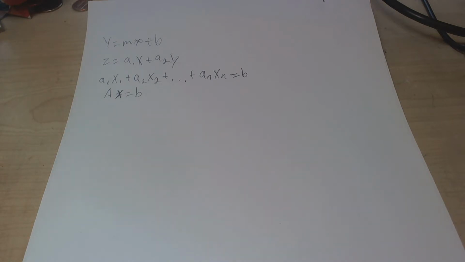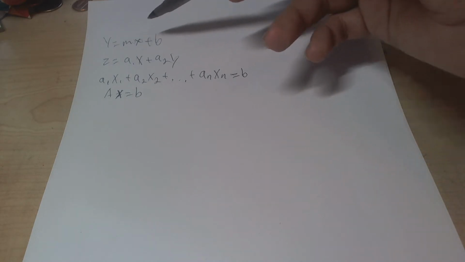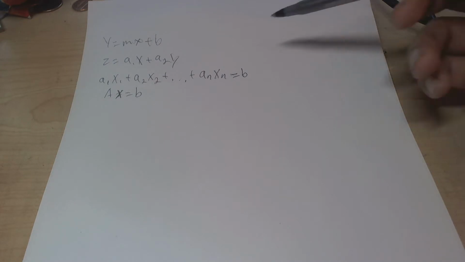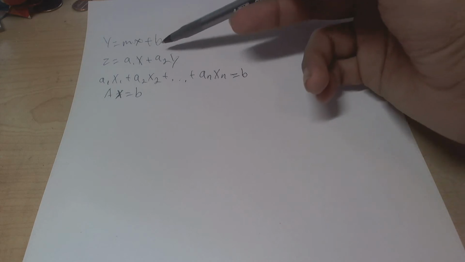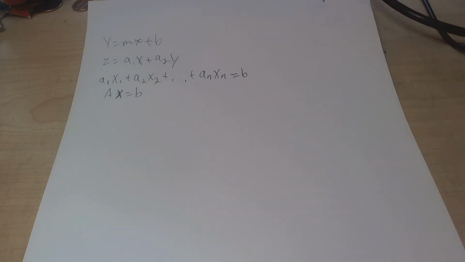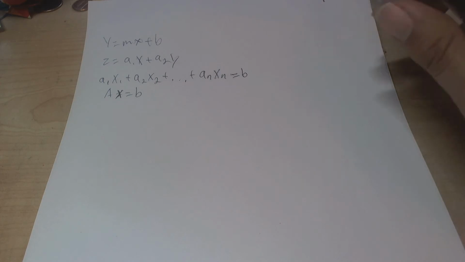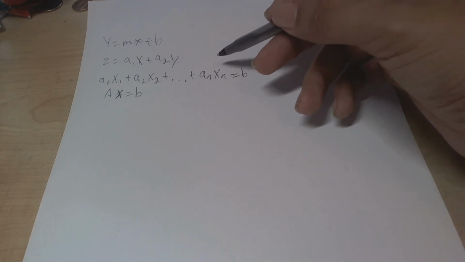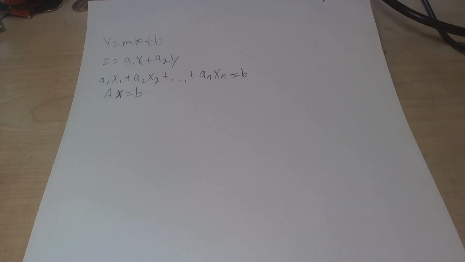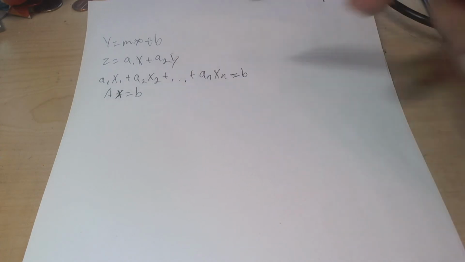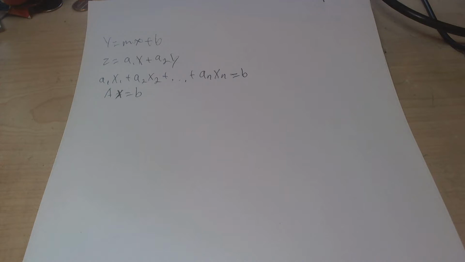Now let's begin. 1.1. You're probably already familiar with y equals mx plus b as a linear equation, or just y equals mx. Something else that might look like a linear equation would be z equals a sub 1 x plus a sub 2 y. A more generalized form of that is a sub 1 x sub 1 plus a sub 2 x sub 2 plus dot dot dot, which means it keeps on going, plus a sub n x sub n equals b. In 1.4, I believe, you get introduced to the matrix equation Ax equals b, but I'm not going to cover that right now. That's for later on.